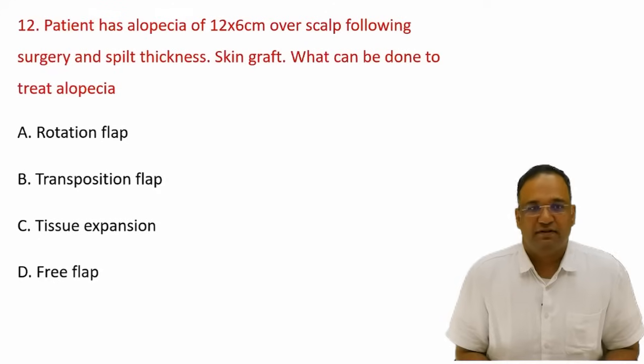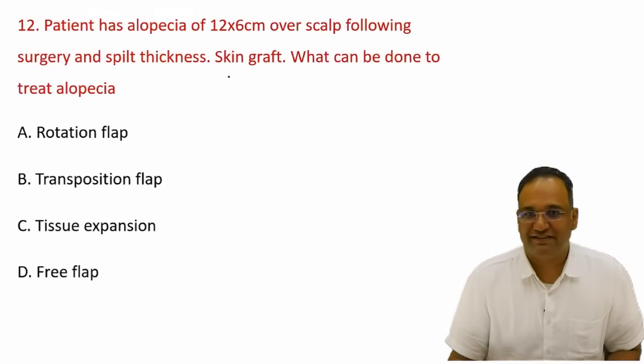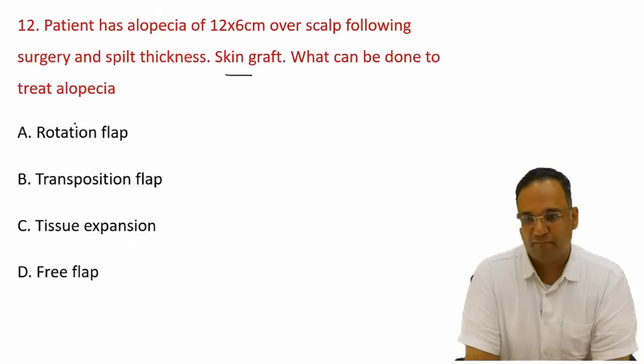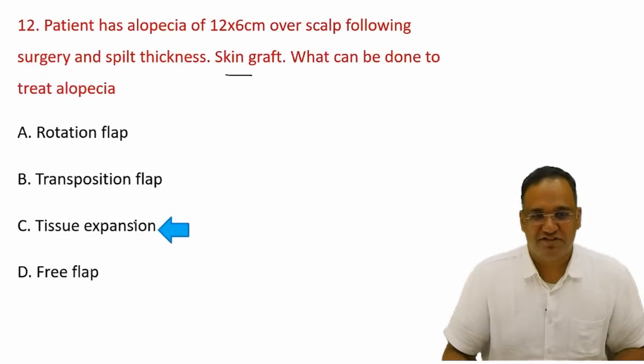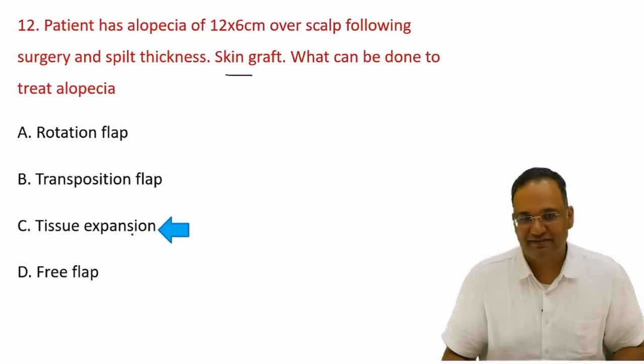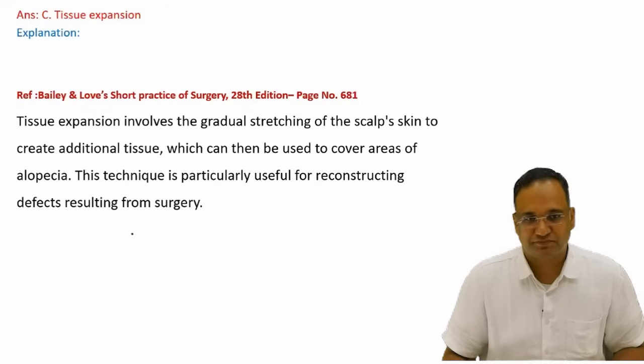Next question. A patient has an alopecia of 12 by 6 cm over the scalp following a surgery and split thickness skin graft. What can be done to treat alopecia? The best answer for this is tissue expansion. It's a plastic surgery question.